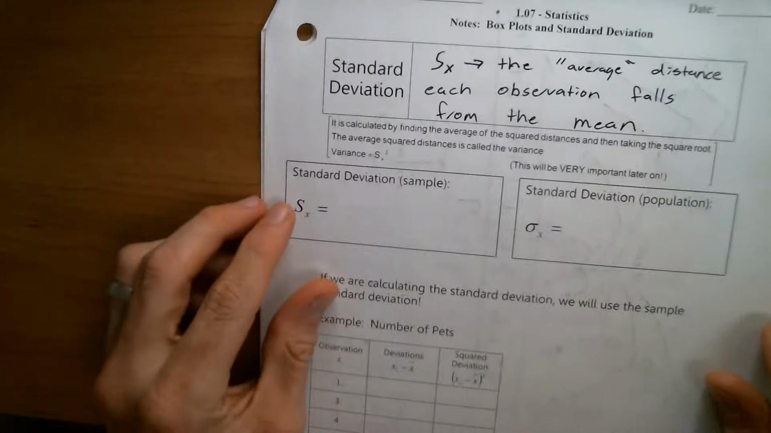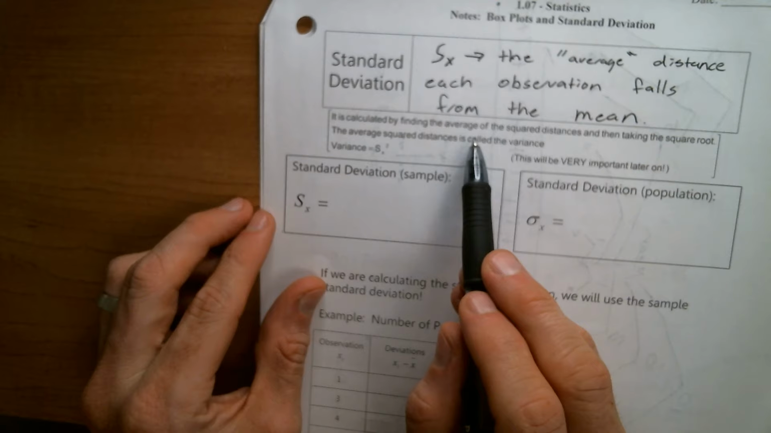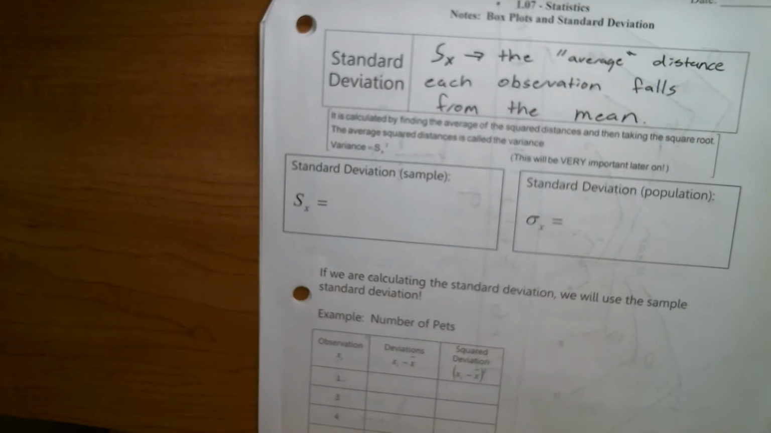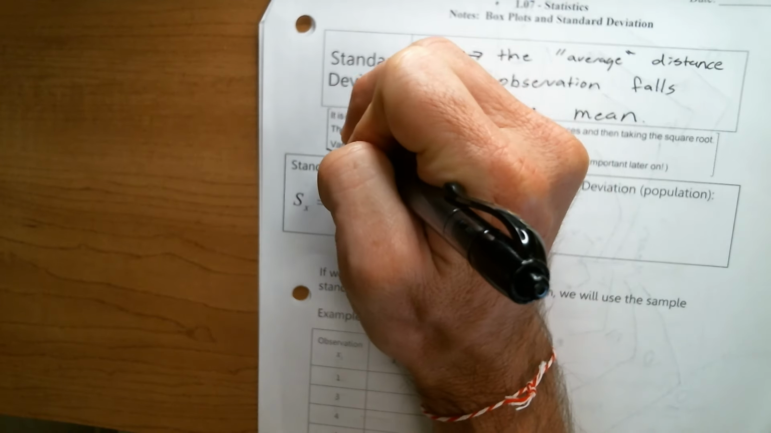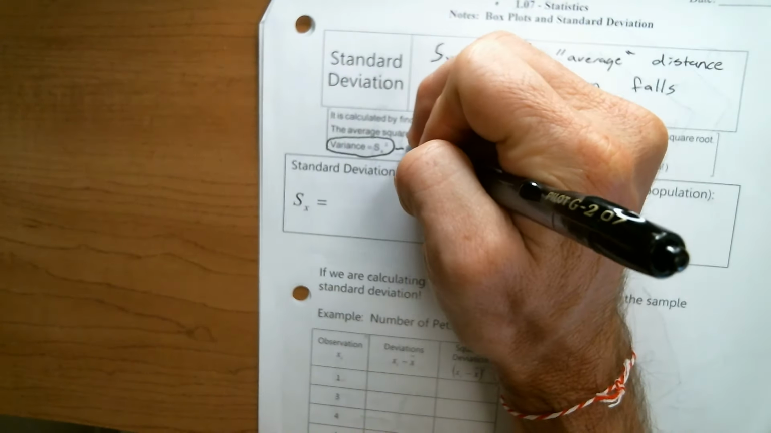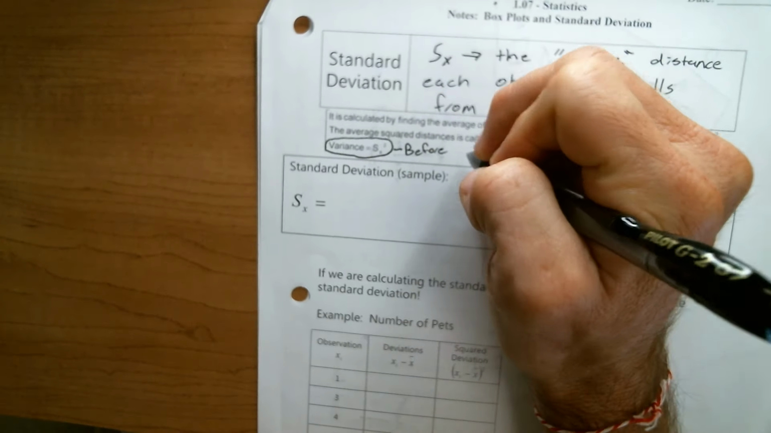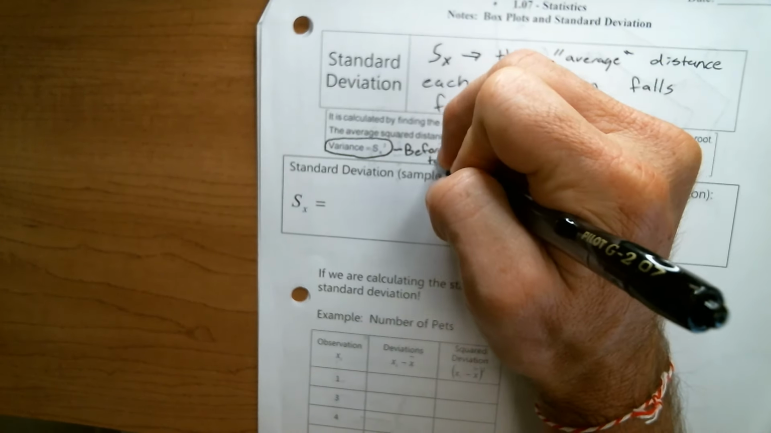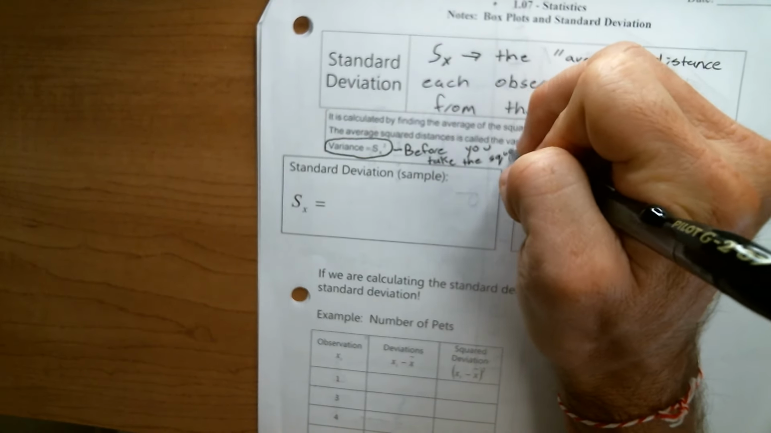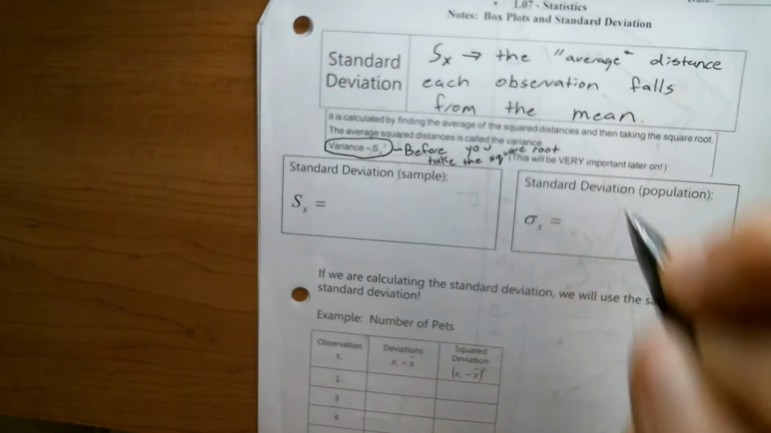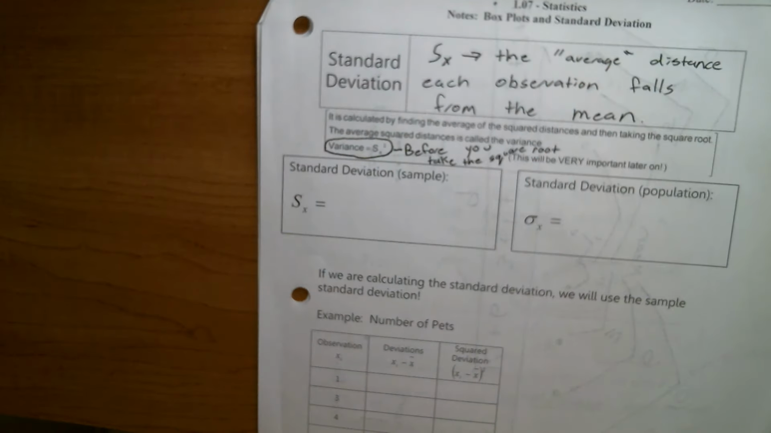A couple of things here. It is calculated by finding the average of the square distances and then taking the square root. The average square distance is called the variance. We're not going to use the variance right now, but the variance is the value before you take the square root. So we're going to be taking the square root as part of our calculation, and the number that you have before you take that square root is called the variance.